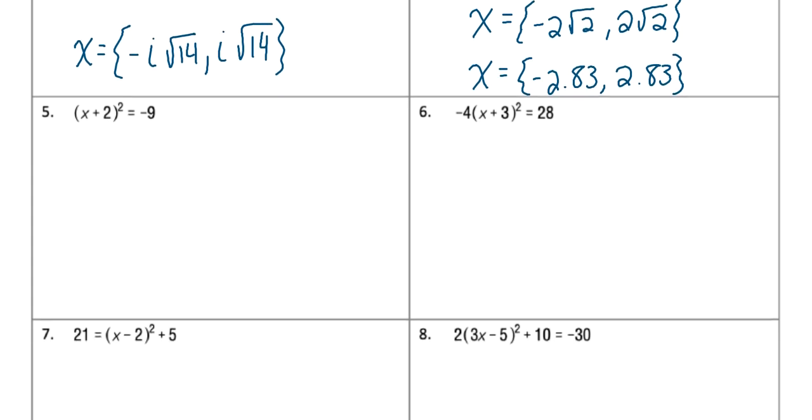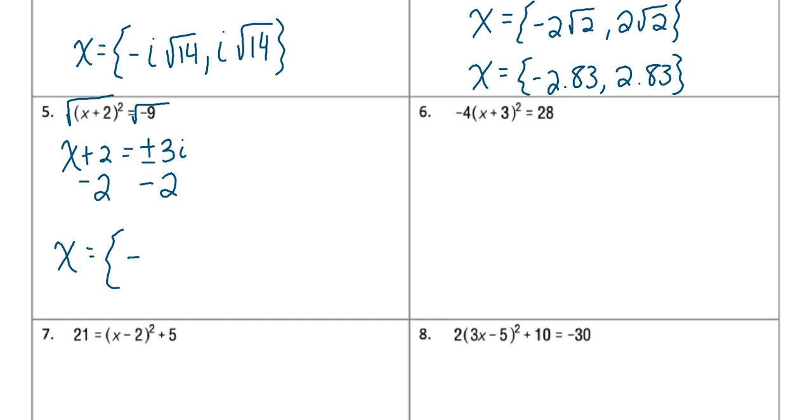Okay, number 5, let's go through this one. So I'm going to square root both sides. That's going to leave me with x plus 2 equals plus and minus the square root of negative 9, which is 3i. So then I am going to isolate the x by subtracting 2. So my solutions would be negative 2 minus 3i and negative 2 plus 3i.